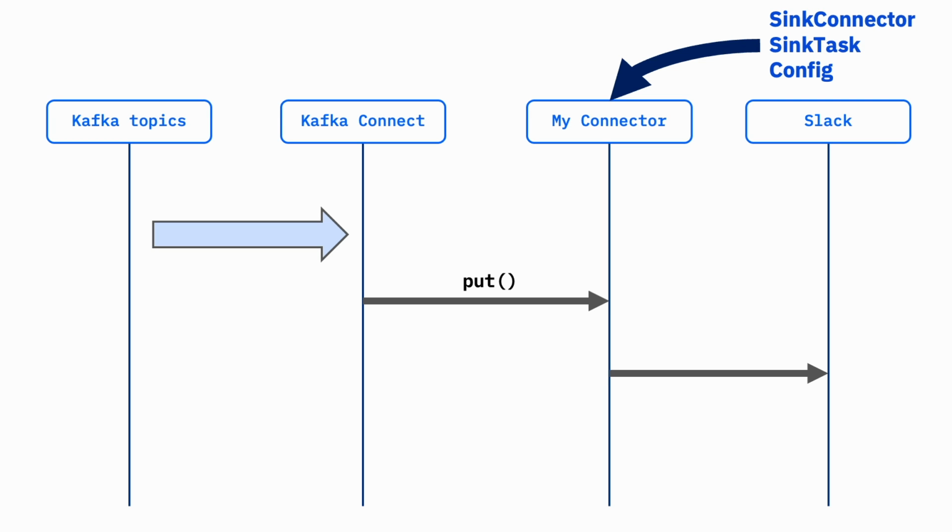So that is what all logically goes into that My Connector box here. There's a config class that defines the options you need, a sync task class that actually does the work of sending messages, in this case to Slack, and then a sync connector class that points at both of them. So let's see that in action.